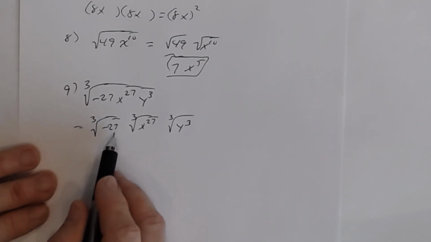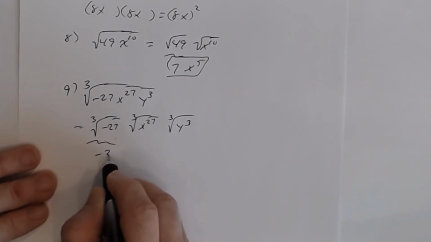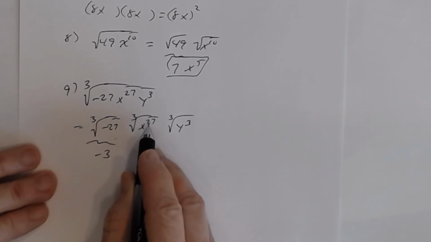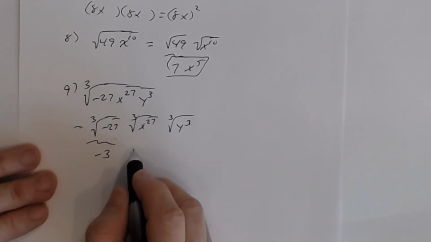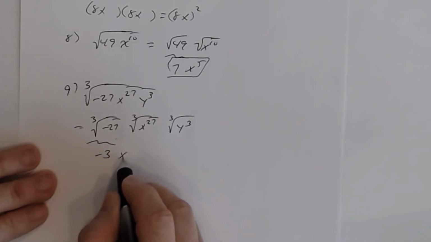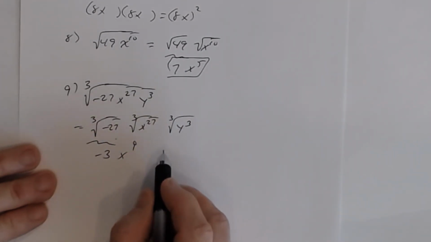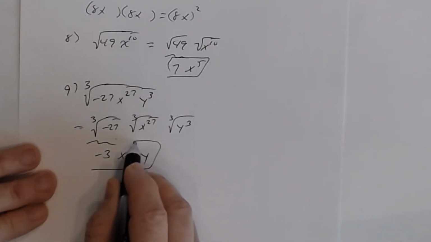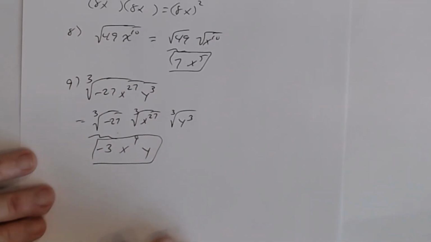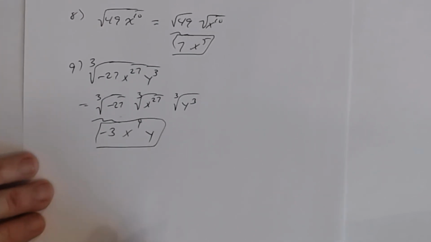The cube root of negative 27 is negative 3. The cube root of x to the 27th: 27 divided by 3 is 9, so that's x to the 9th. The cube root of y cubed: 3 divided by 3 is 1, so that's just y. So there's your answer: negative 3x to the 9th y.